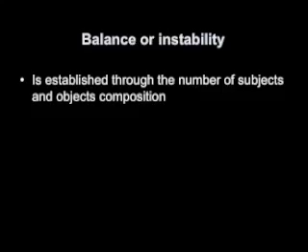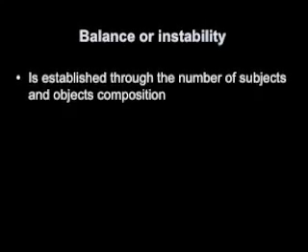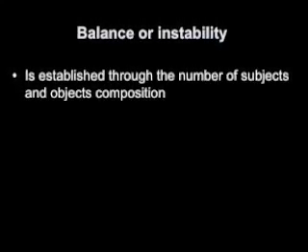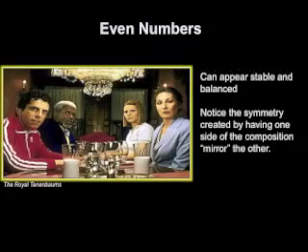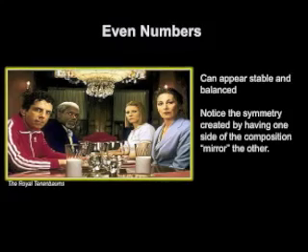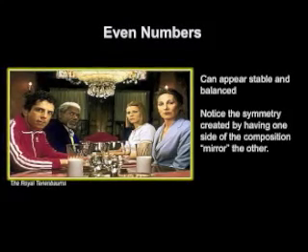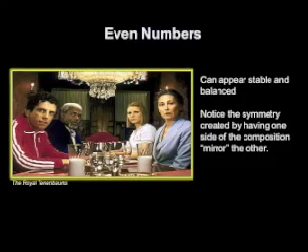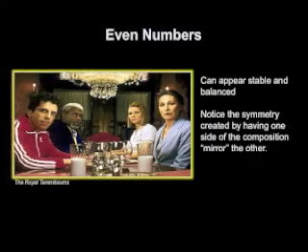Balance or instability is established through the number of subjects and objects in the composition. Even numbers can create a stable and balanced composition. Notice the symmetry created by having one side of the composition mirror the other.